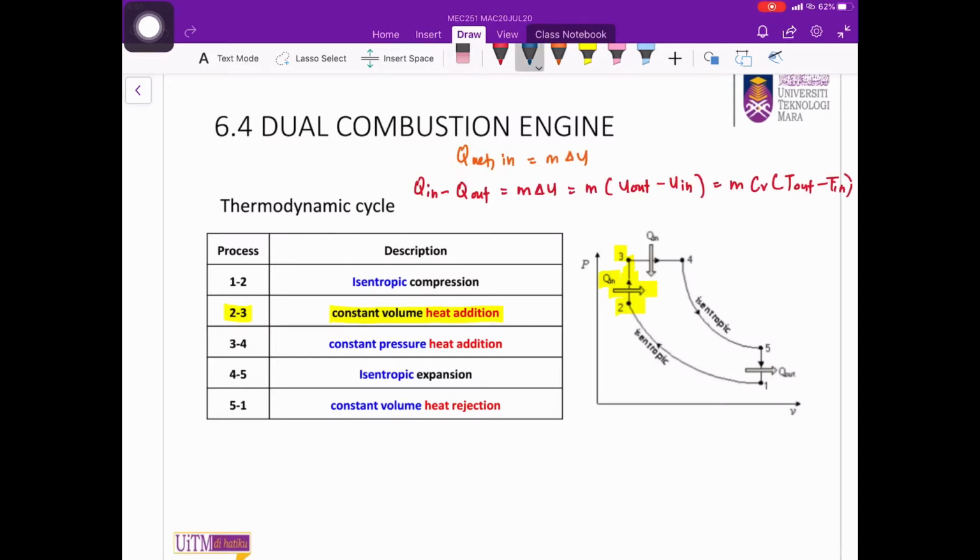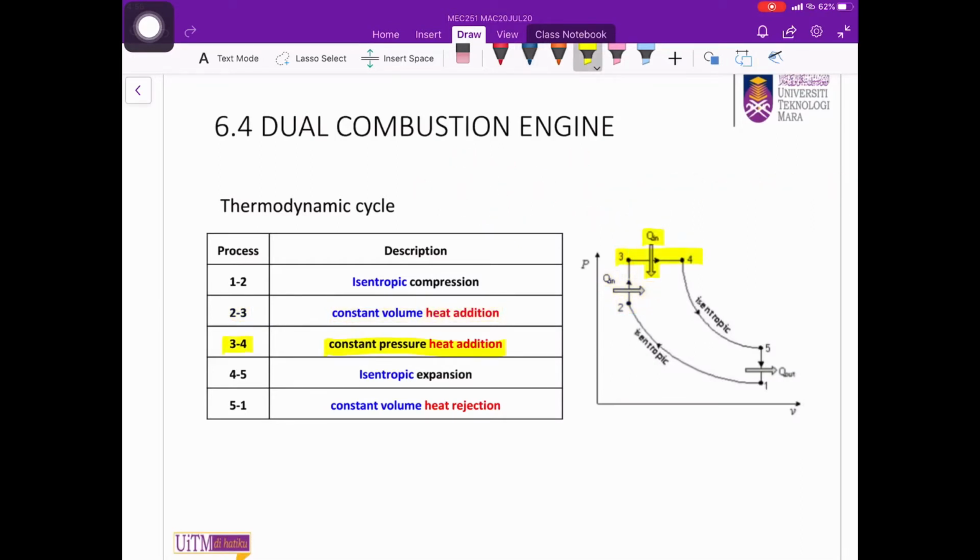Since process 2 to 3 is a constant volume process, the heat transfer for process 2 to 3 can be determined by using the equation Q in is equal to m Cv times T3 minus T2.